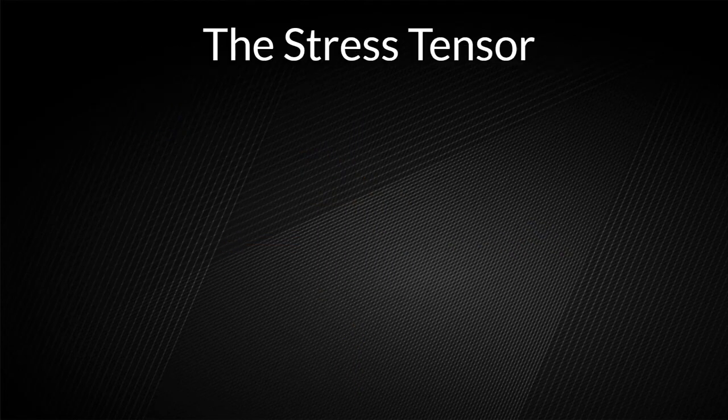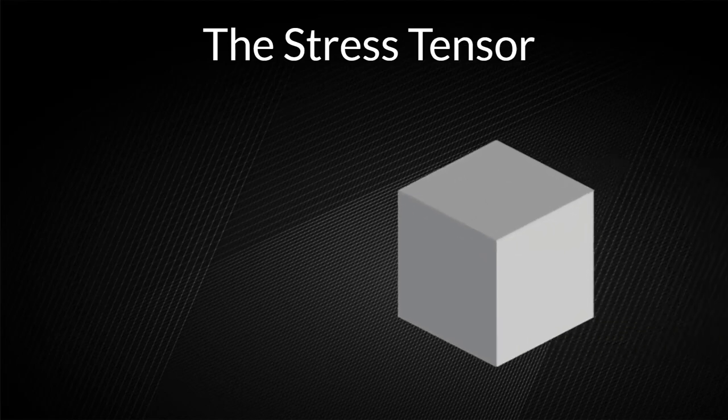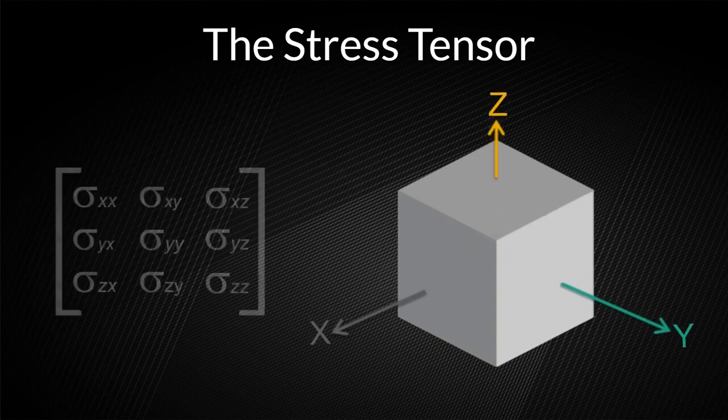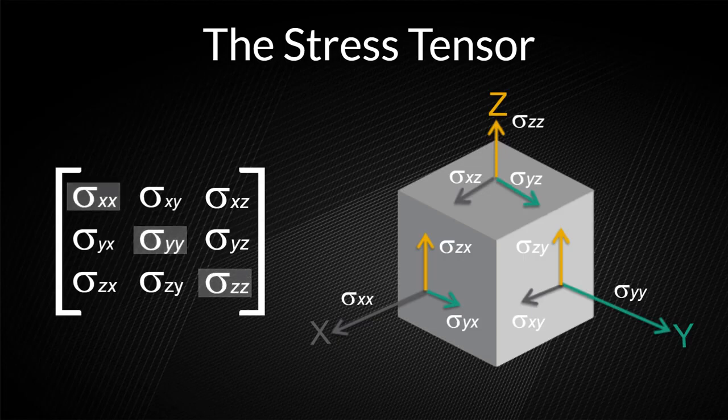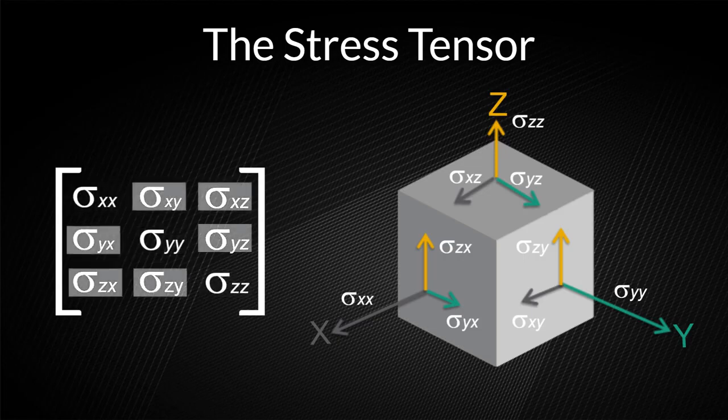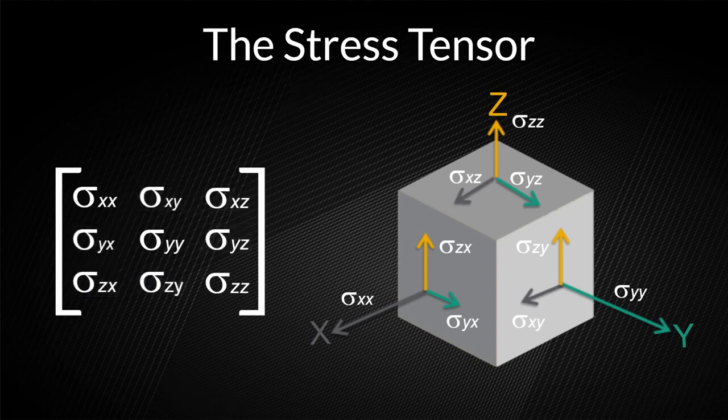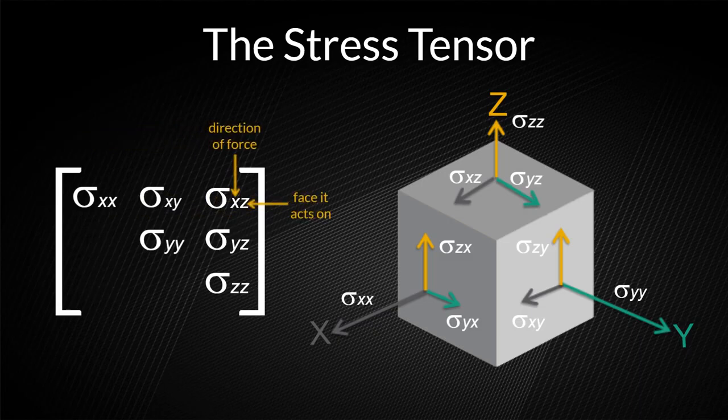At any point inside a material, we can visualize a small cube. It is possible to have 3 stresses acting normal to each face, and also shear stresses acting across a face in 2 directions, resulting in 9 stress values: 3 normal, and 6 shear. For a static object, pairs of shear stresses must be equal, resulting in only 6 independent stresses. The subscripts indicate the direction of the force and the face it acts on.